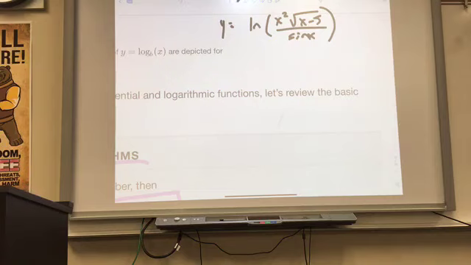This is one of the biggest reasons why we like these ln properties. Because I can rewrite this: ln of x squared, plus ln of the square root of x minus 5, minus ln of sine. Hold up. And then it's even better than that, you guys.